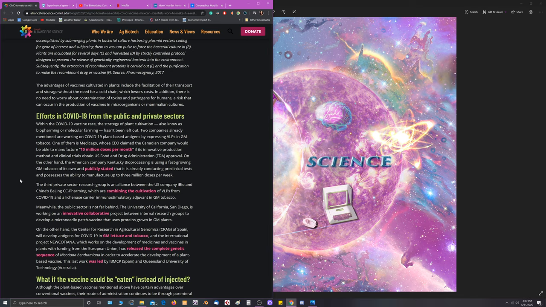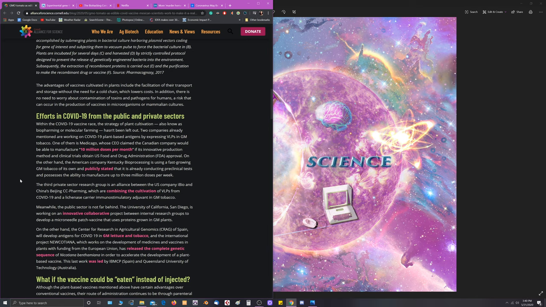On the other hand, the American company Kentucky Bioprocessing is using a fast-growing GM tobacco of its own and publicly stated that it is already conducting preclinical tests and possesses the ability to manufacture up to 3 million doses per week. So they have got the funding. Funding secured right there. But yeah, I mean, obviously it's GM.